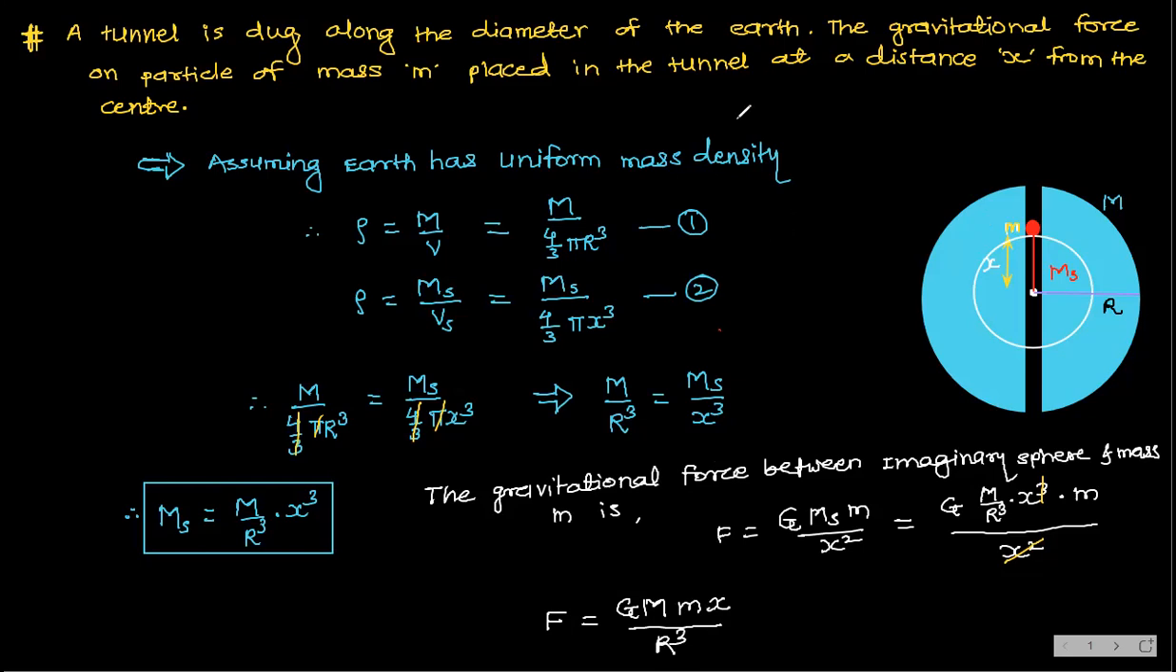How did they get cancelled? See, this is x cube, no? This is x square. X square and x cube will get cancelled, no? This R cube is coming down, no? This is in the numerator only. This is in the denominator, so they will get cancelled, no? Yes, Charanjit, understood?